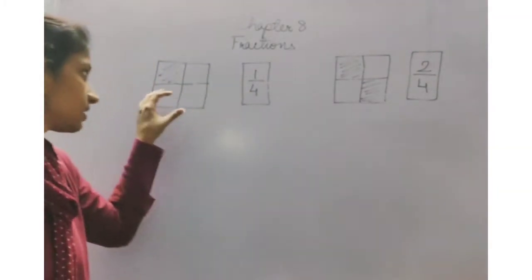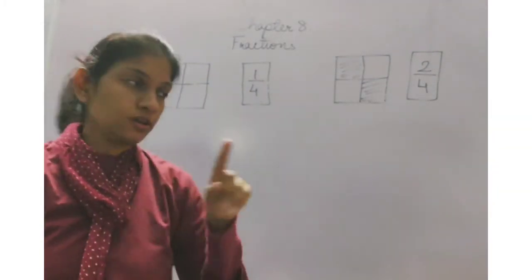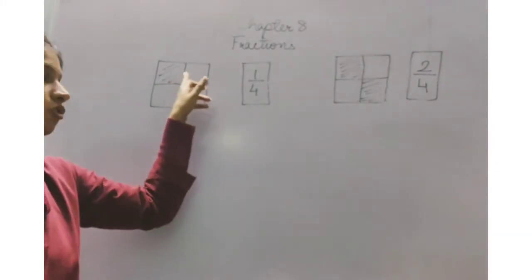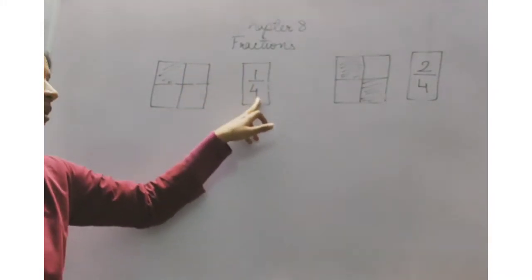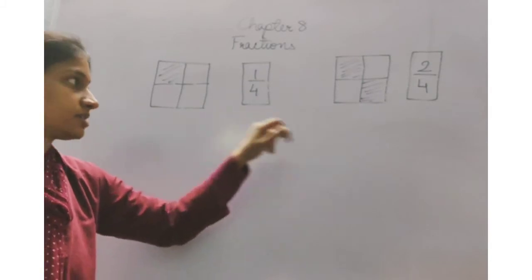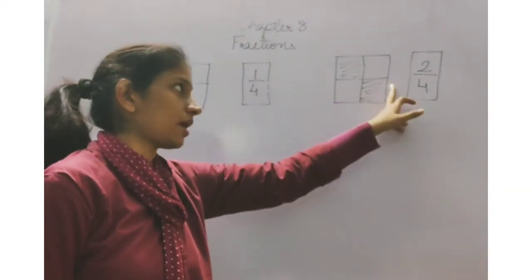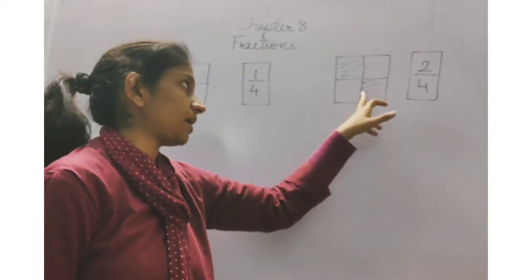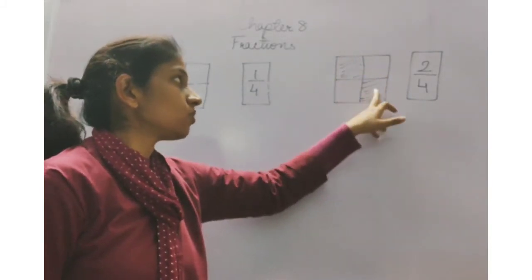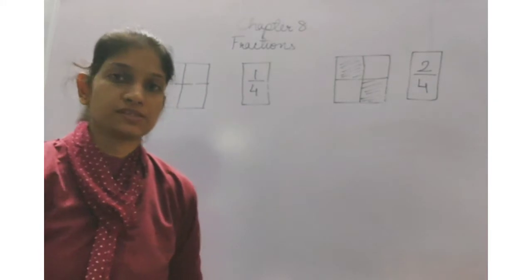Okay, so this is basically one whole sandwich which has been divided into 4 parts and you have eaten 1 out of 4 pieces. Similarly, this is also one whole sandwich which is divided into 4 different parts, and you have eaten 2 out of 4 pieces.